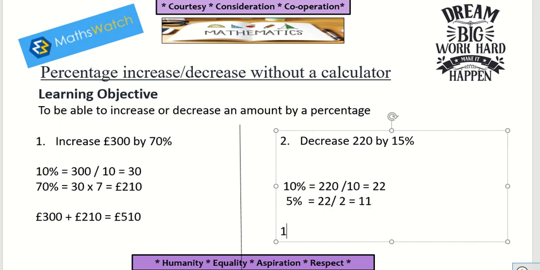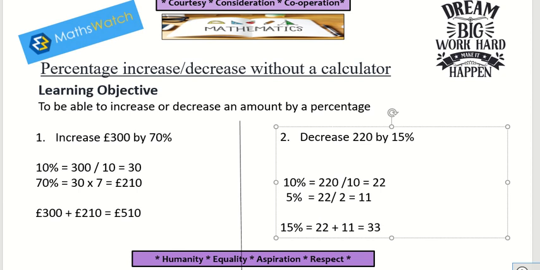Now to get 15%, guys, I've got 10%, I've got 5%. All I need to do is add them two up. So 10 and 5 is 15%. 22 plus 11 gives me 33. So I've worked out 15% of 220, which is 33.